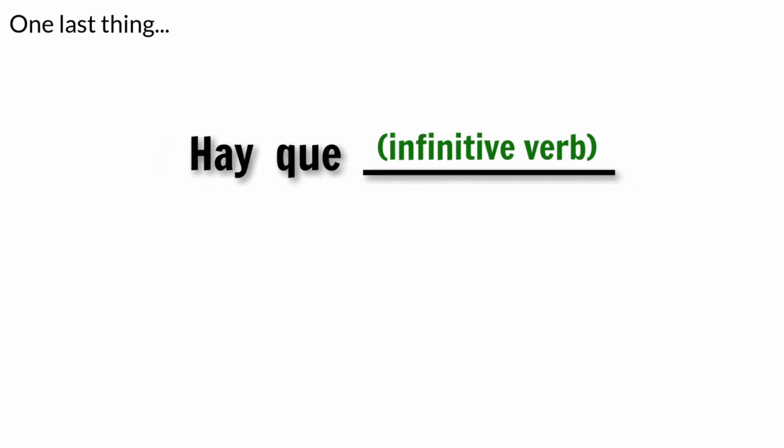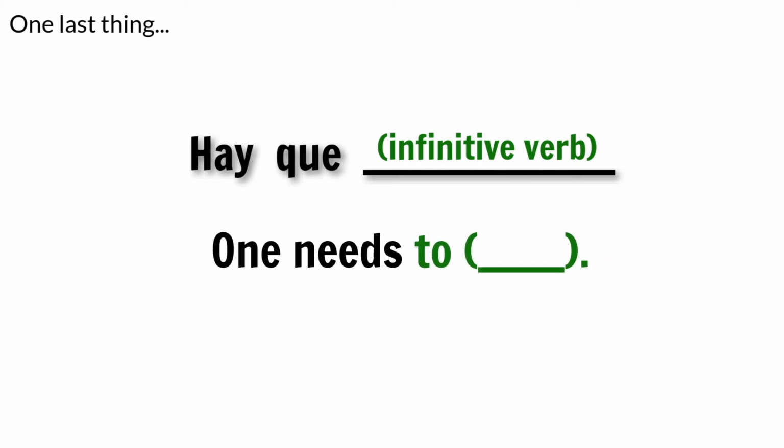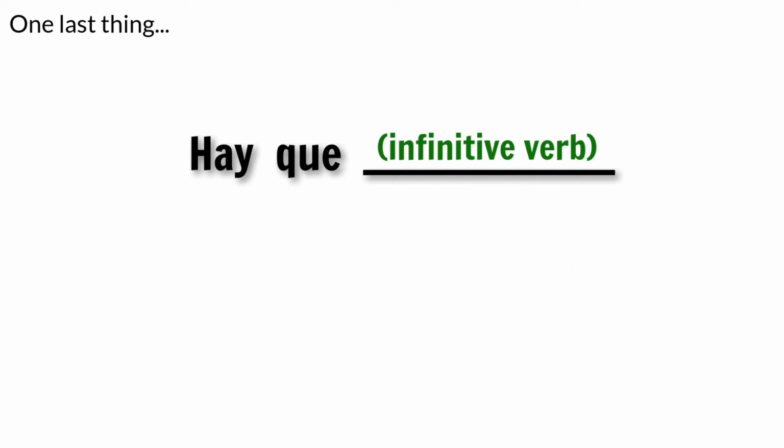Now that you're using hay well, here's one last use for it that's even easier. Hay que, infinitive. Using this structure can help you communicate when something needs to be done, but not saying who exactly has to do it. The translation is sort of like one needs to blank, with the infinitive verb you choose in the blank. You're not telling someone in particular to do these things, just that they have to be done.